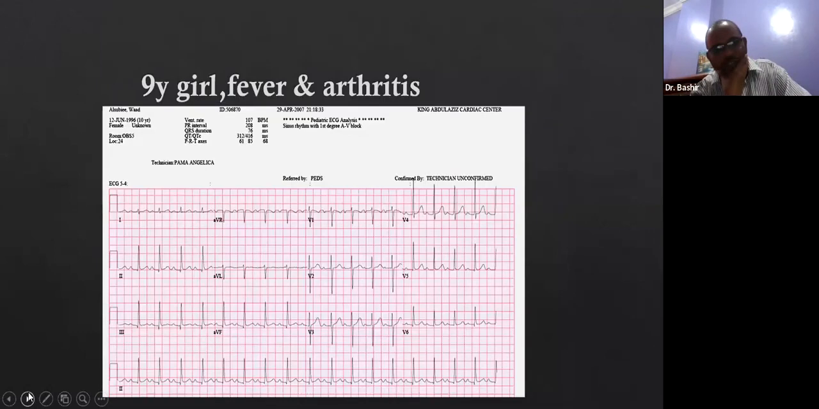This is the ECG of a 9-year-old girl with fever and arthritis. If you have an ECG, you have to look at the PR interval. Here, the PR interval is prolonged. It is more than 208 milliseconds. So this is a minor criterion. Prolonged PR interval is a minor criterion of the Jones criteria.